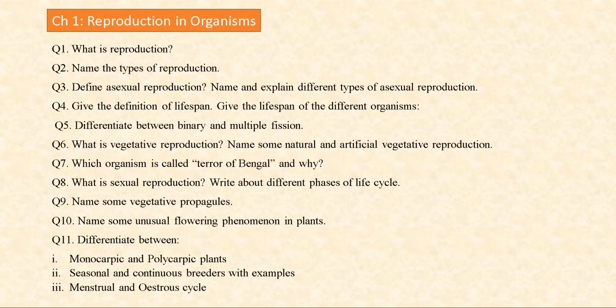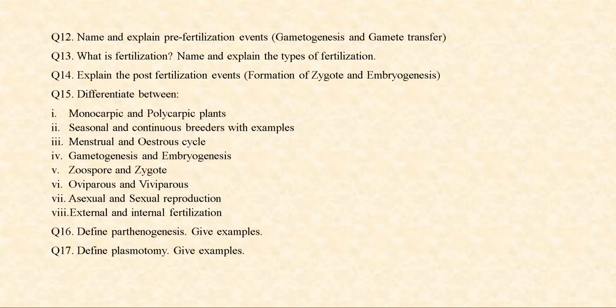Then gametogenesis and embryogenesis, zoospore and zygote. I think I have already discussed a few here, up to point number 3 of the differences, monocarpic, polycarpic, up to menstrual and estrous cycle, it is already written, so the repetition happened here. So number 4: gametogenesis and embryogenesis, zoospore and zygote, then oviparous and viviparous, asexual and sexual reproduction with examples, and the difference between external and internal fertilization.